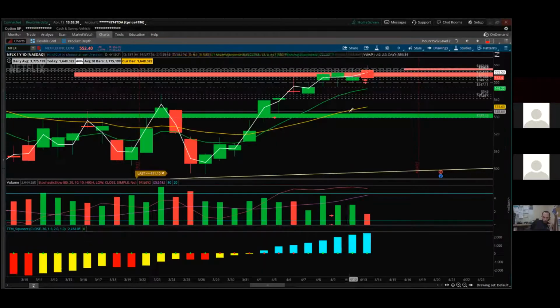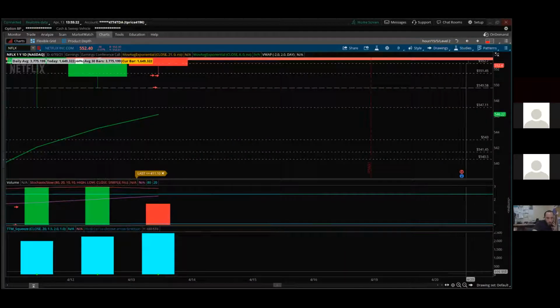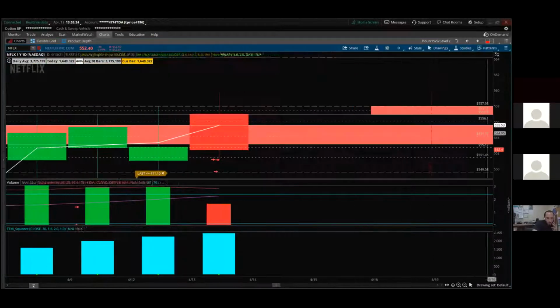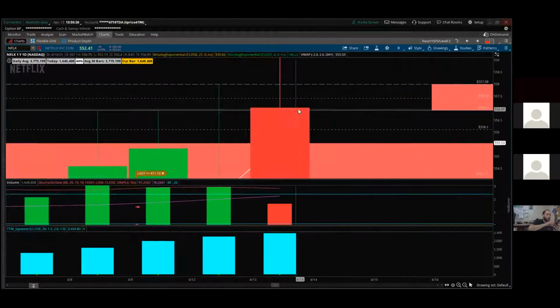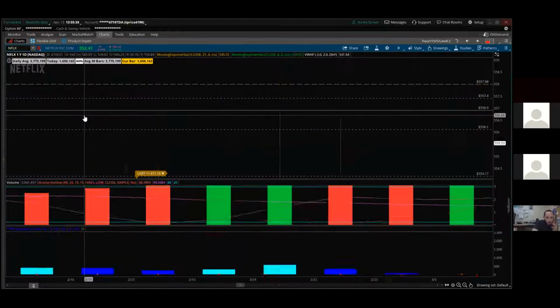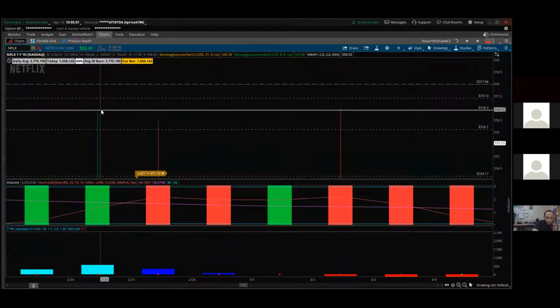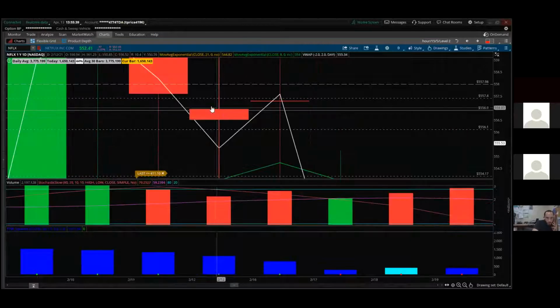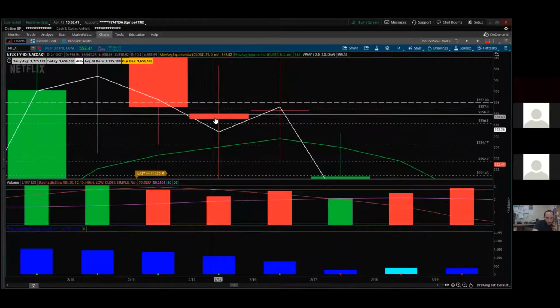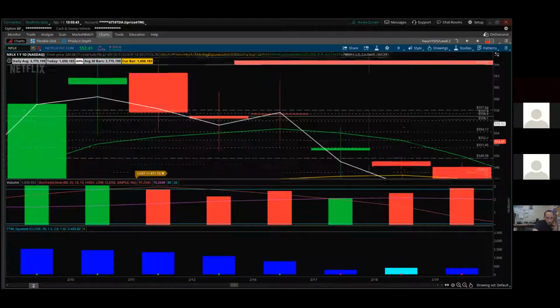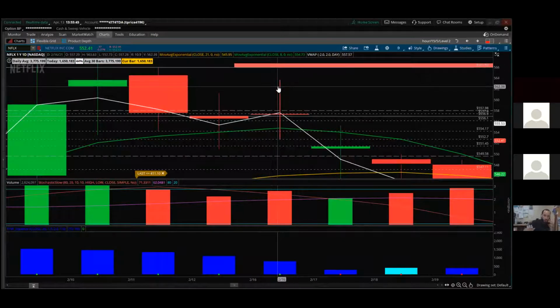So let's see. If you look at it, every single time it came over, this is a monthly resistance. One time it rejected, two times it rejected, three times it rejected, four times it rejected. And then like this is years ago.